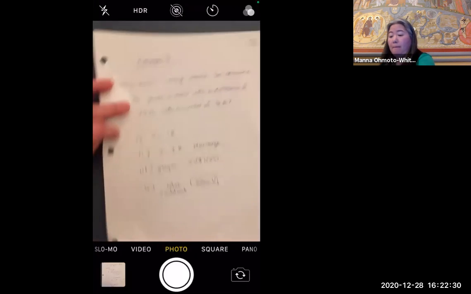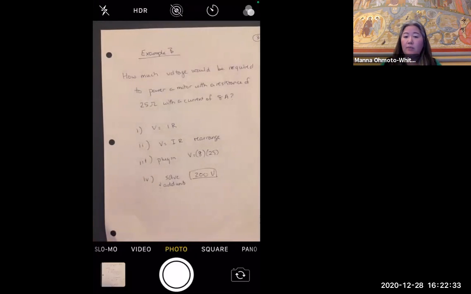And then B, I'm solving for voltage. How much voltage would be required to power a motor of a resistance of 25 ohms with a current of 8 amps? So you need a certain amount of current. I have 25 ohms worth of resistance. Again, I plug it in. I don't have to rearrange anything because I'm solving for V. I plug my values in, 8 for I and 25 for R, and I solve and add units. So that ends up being 200 volts.